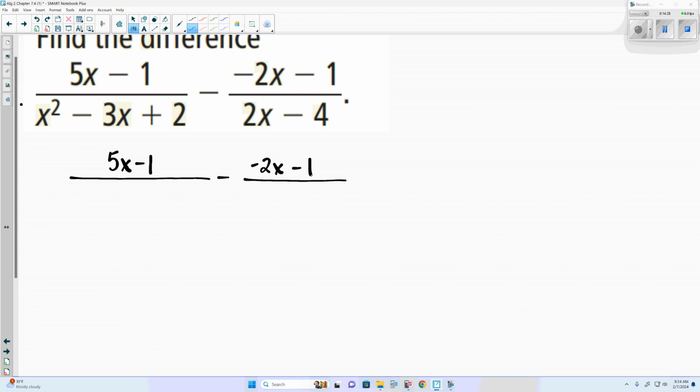Doesn't matter which one we factor first. Which one do we want to factor first? 2x minus 4 has the greatest common factor of 2. And if we factor it out, we get 2 times x minus 2. X squared minus 3x plus 2. And again, there is no greatest common factor. I have a tendency to gloss over that.